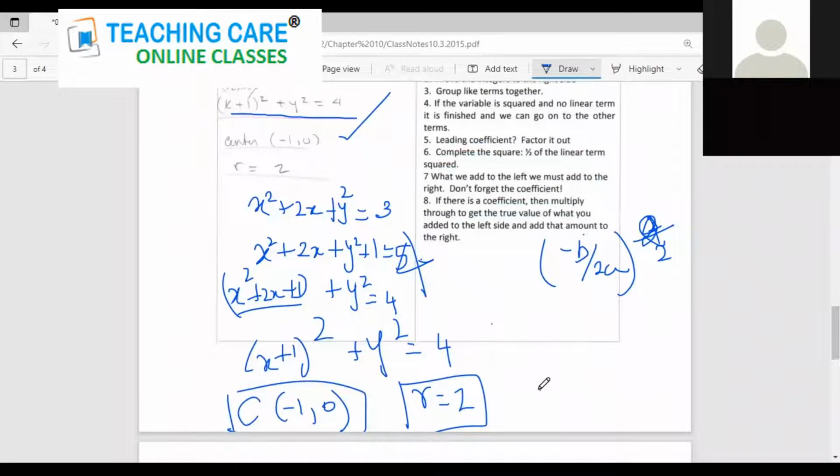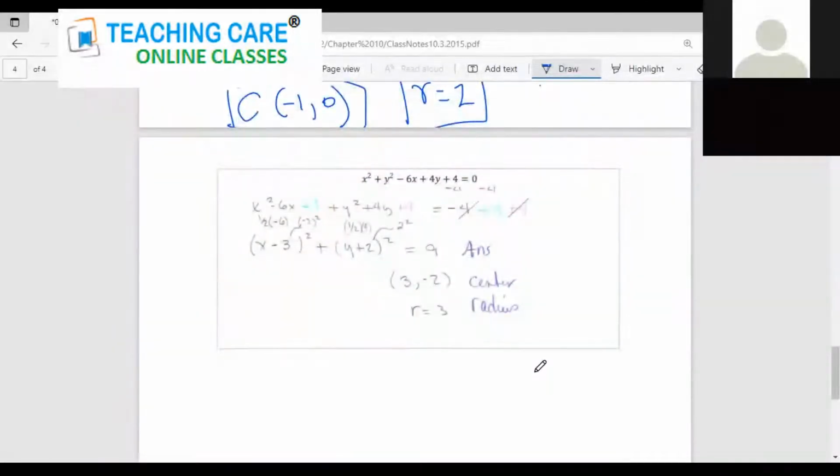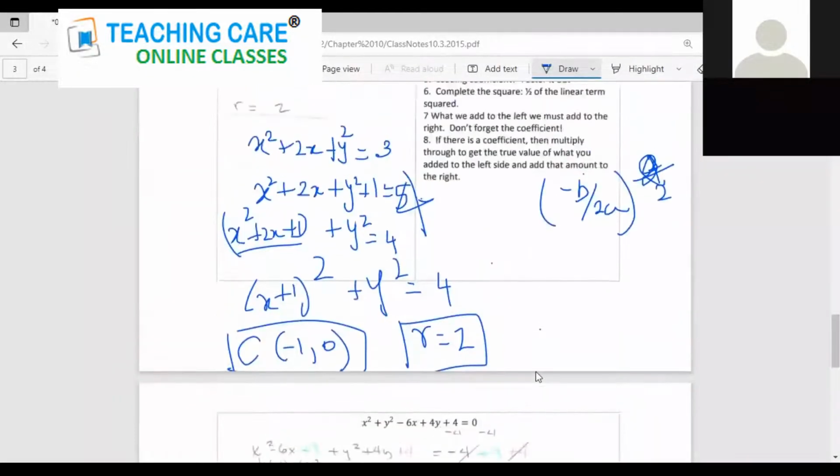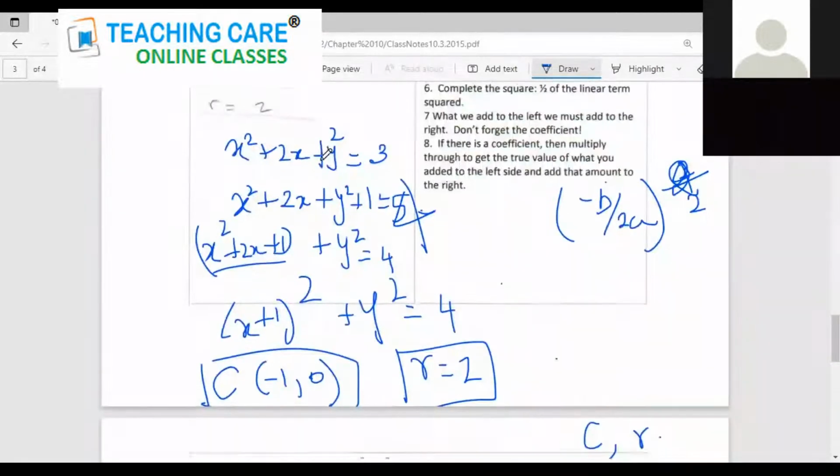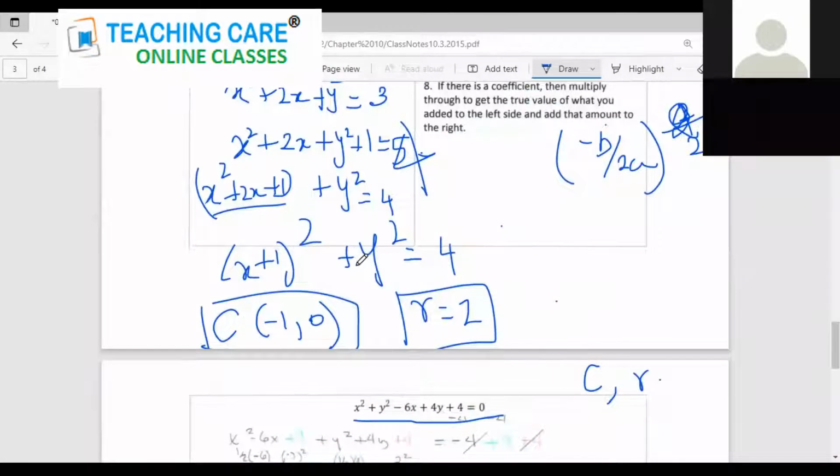Okay, let's move down. Now I wanted you to try this problem and let me know the answer. You need to frame the equation like this and tell me the center and the radius. Maximize the size.